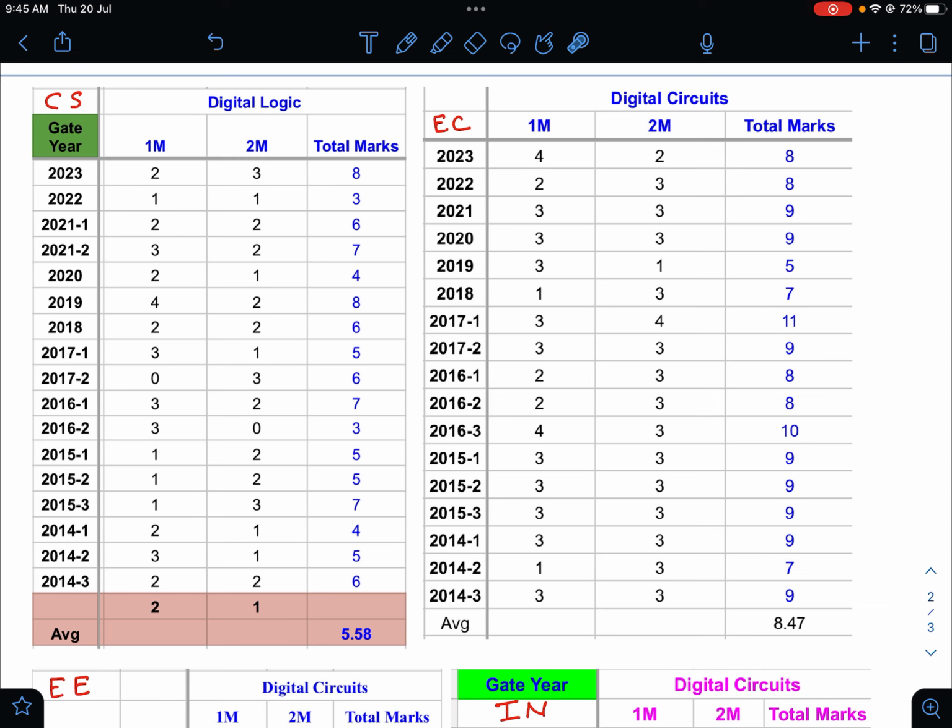And in most of the cases, even the chapters are independent. I mean, let's say there is nothing linked between combinational circuits and sequential circuits, or between data converters and the number systems. So even the chapters in the subject are quite independent.